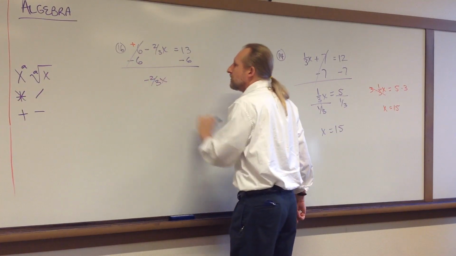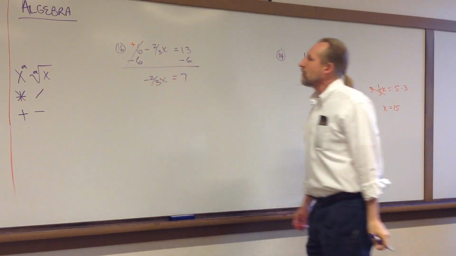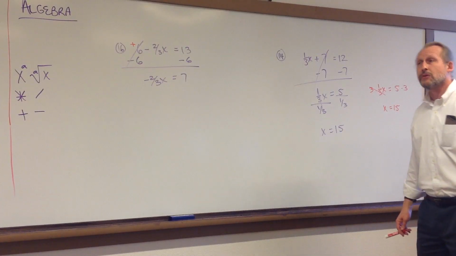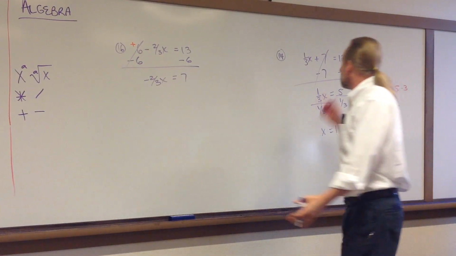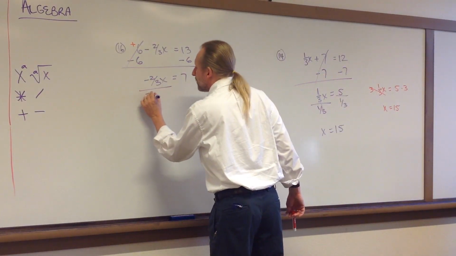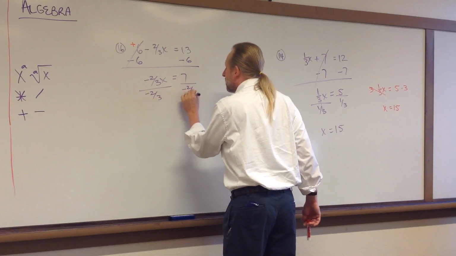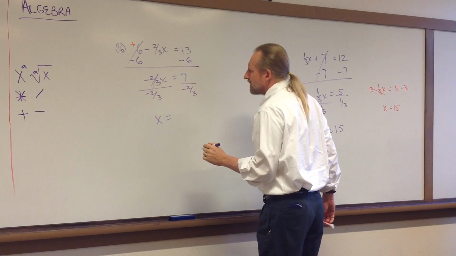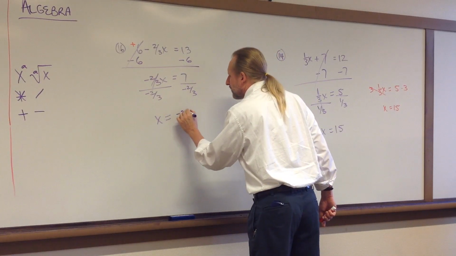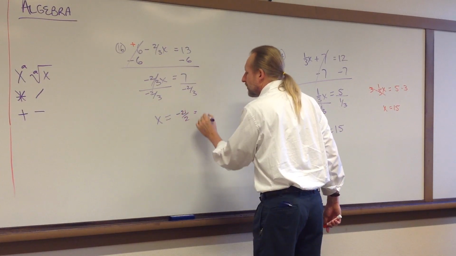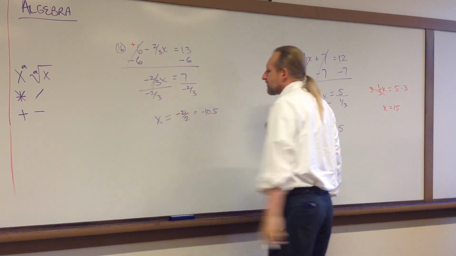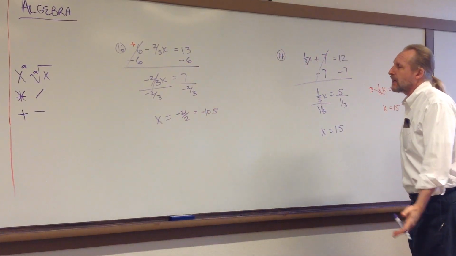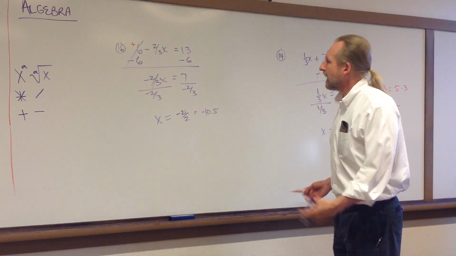It's attached to the 2/3. And so we come out with negative 2/3 x equals 7. And again, same thing we did over here. You can divide on both sides by negative 2/3. And that'll give us, what is this? x is equal to negative 21 over 2. Pretty straightforward. Negative 10.5.